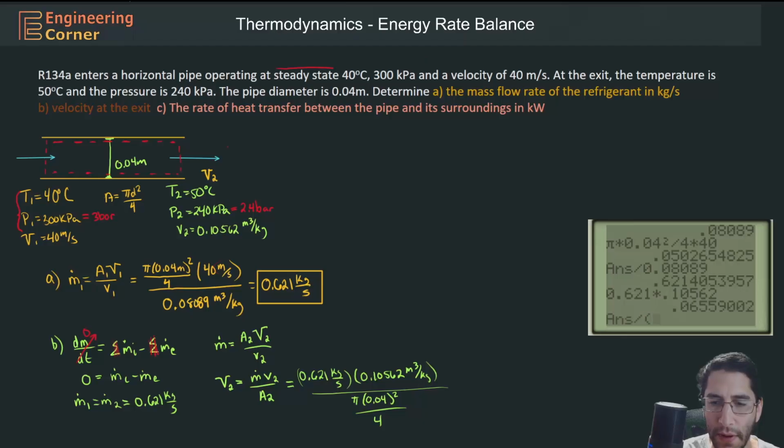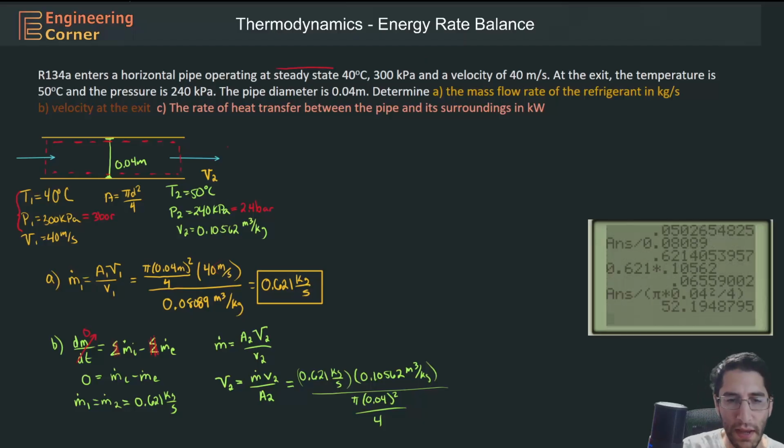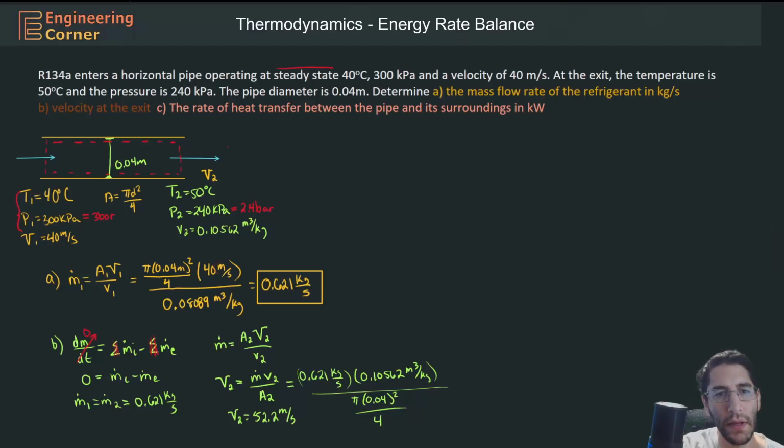We want to divide by pi times 0.04 squared divided by 4. And we get that my V2, my velocity at the exit, is equal to 52.2 meters per second.